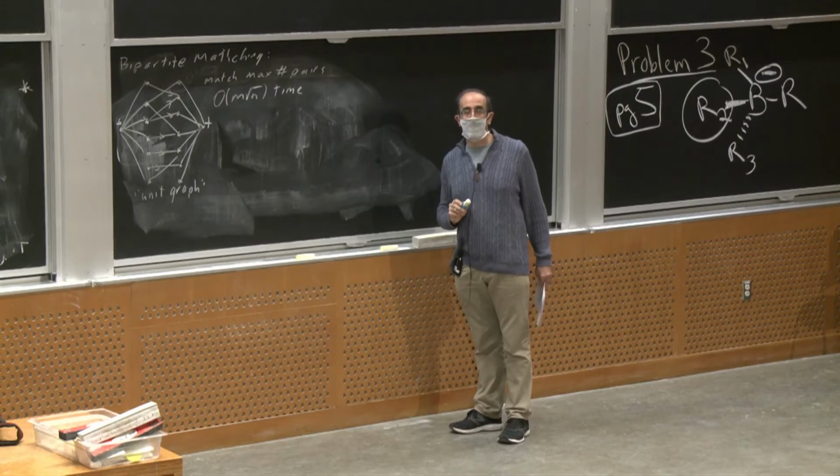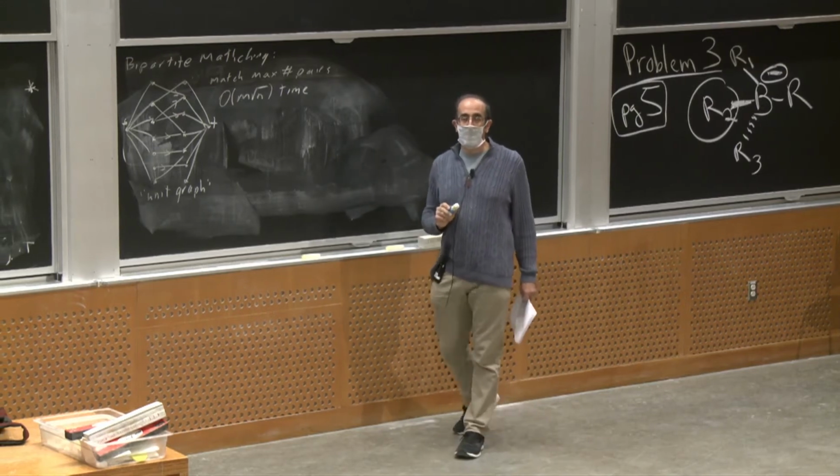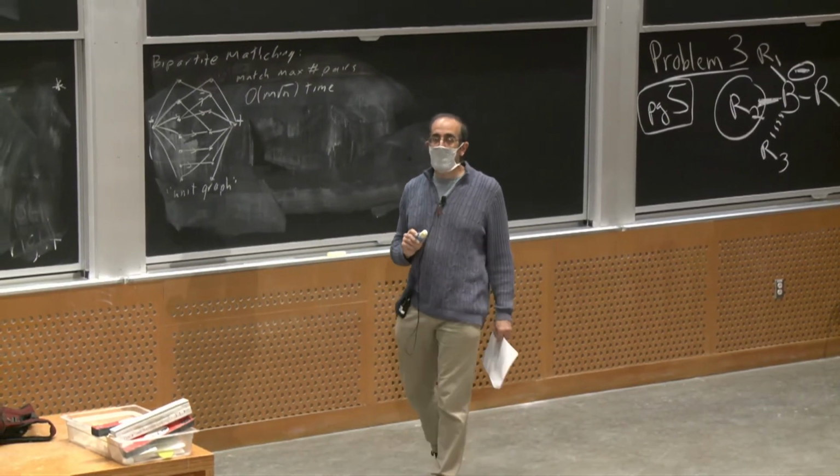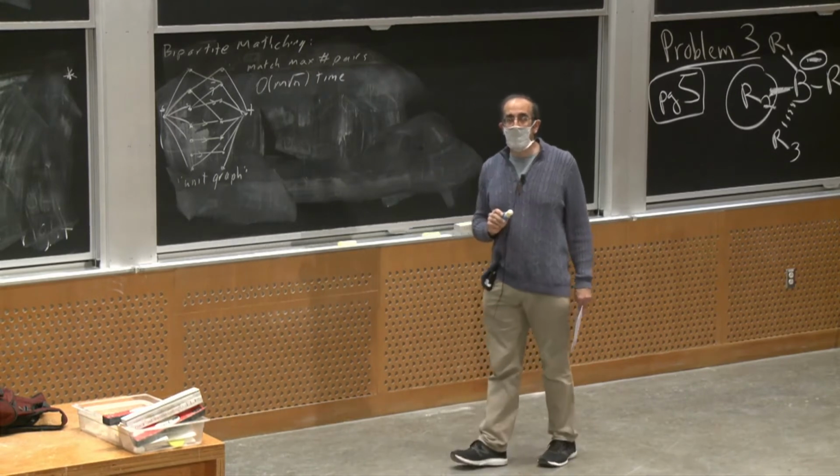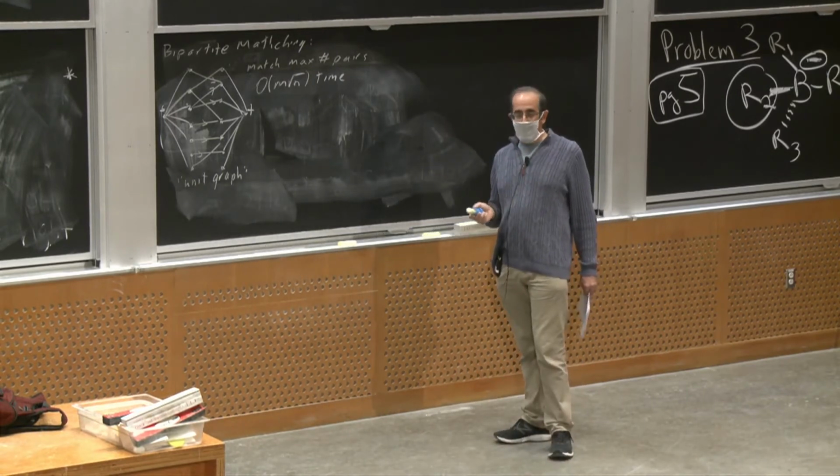Yes? Just a quick question to recap. What do the edges between the nodes on the left and the right mean? Is that just like compatible, possible? Yes, those are the edges you are allowed to use to make a match.